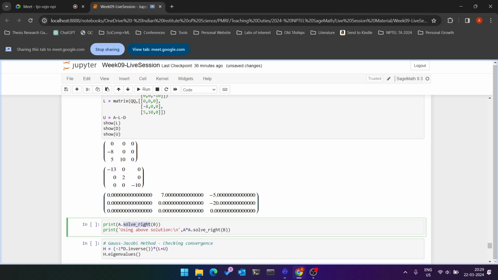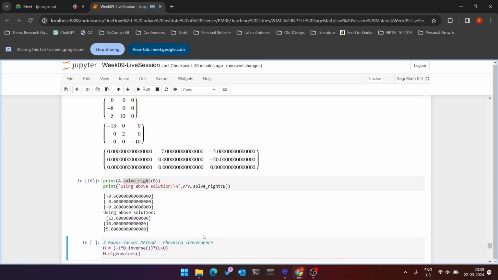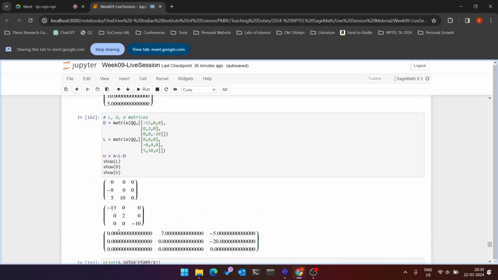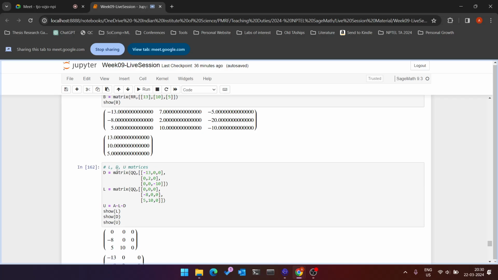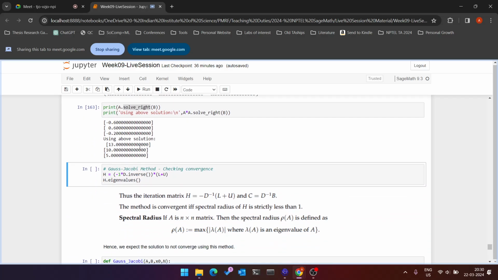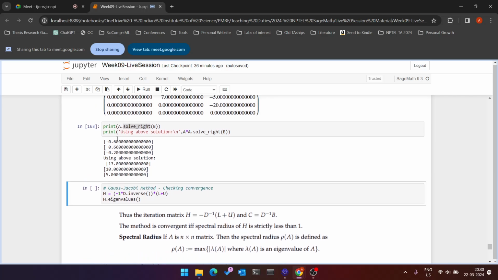Next, we do A dot solve right of B. So this should give me a solution, say X, and if I multiply A with X, I expect to get B again. So my X is minus 0.6 and minus 0.2, and if I do A times this X, I get 1310.5, which matches my B matrix. So this is my exact solution. Now how do I get here?